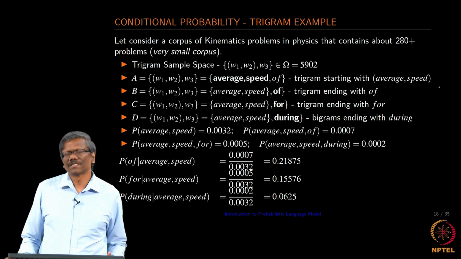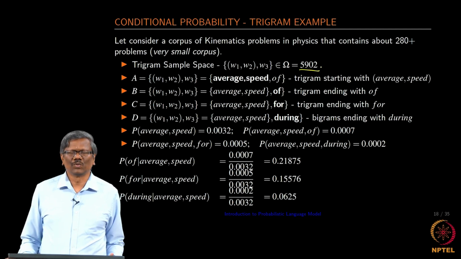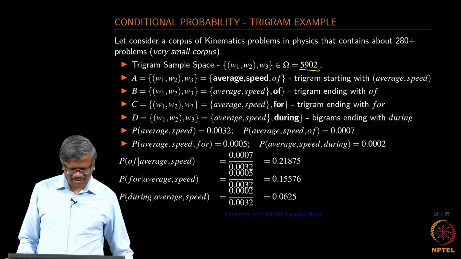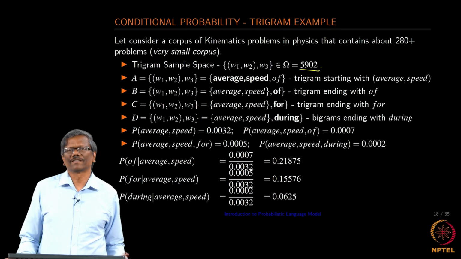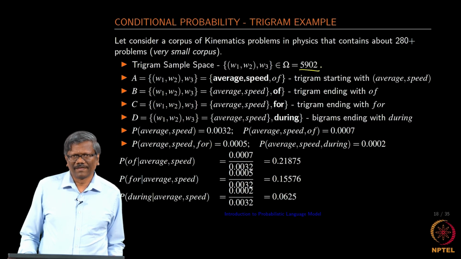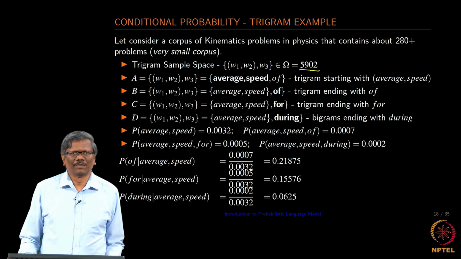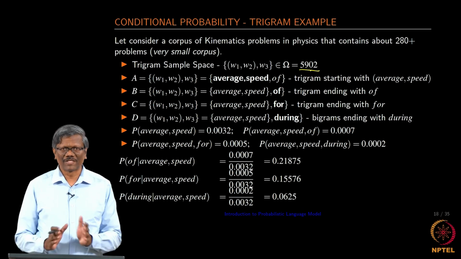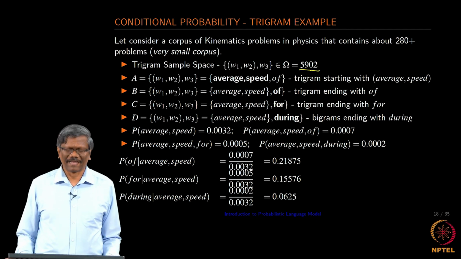So, this space is now containing 5902 trigrams. So, if you remember the previous case for the bigram, it is only about 3767. So, now in this case it is 5902. So, as you increase the gram from 2 to 3 to 4, the sample space would increase. You also would see that the complexity is increasing slowly as you increase the n-gram size.